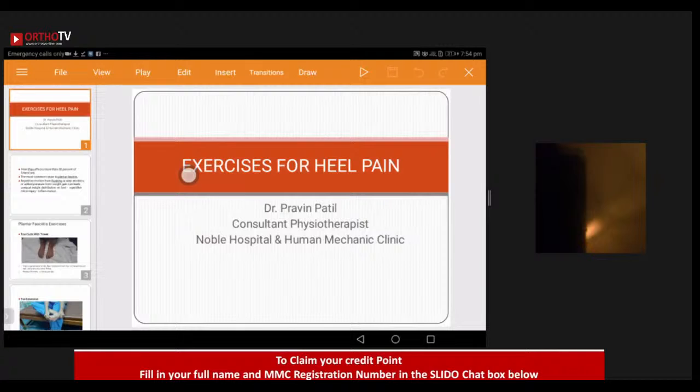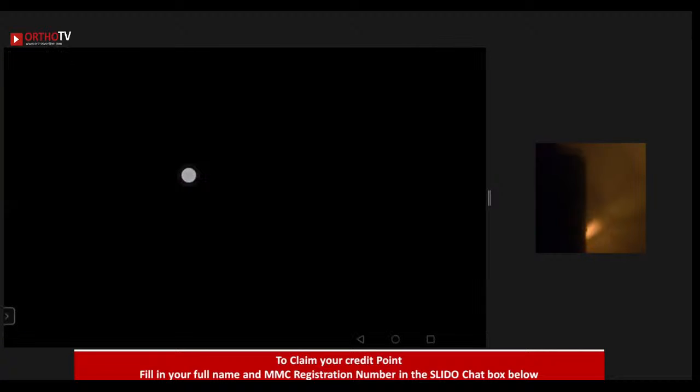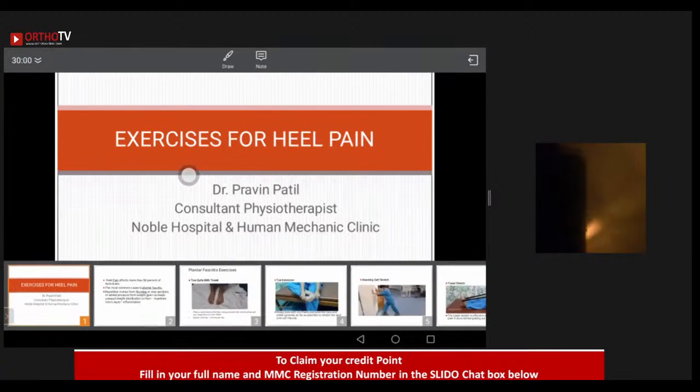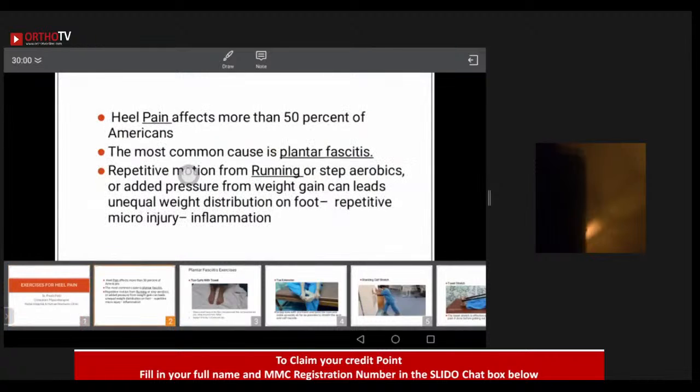Thank you so much, Maharashtra Orthopaedic Association, for giving me this topic. Today I will talk about exercises for heel pain. My topic is locating only the heel pain that is related to plantar fascia and pure heel pains. Heel pains affect more than 50% of Americans. The most common cause is plantar fasciitis.